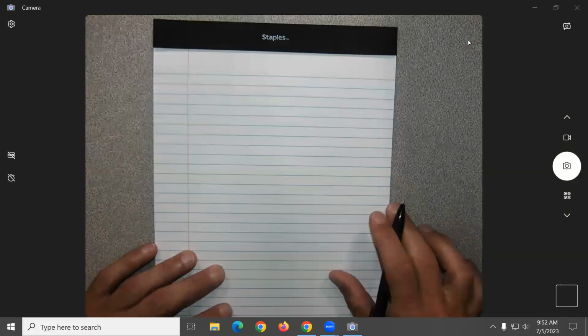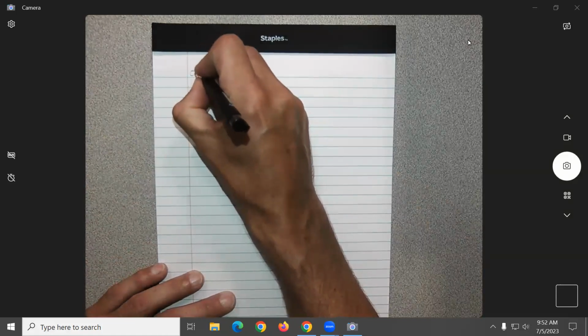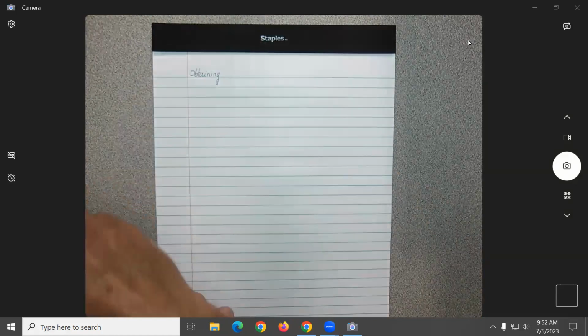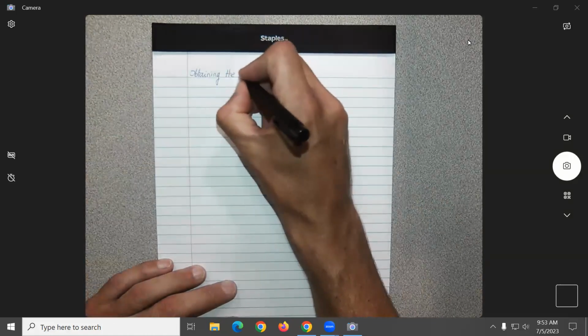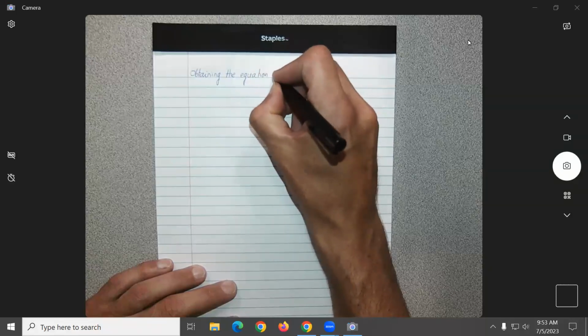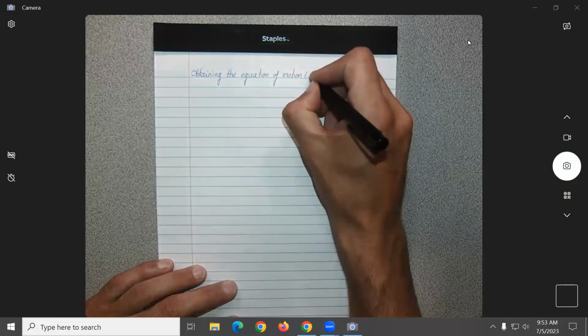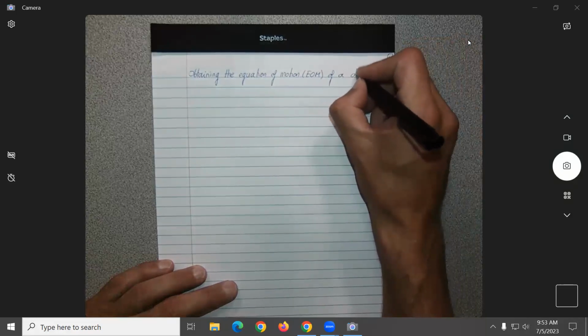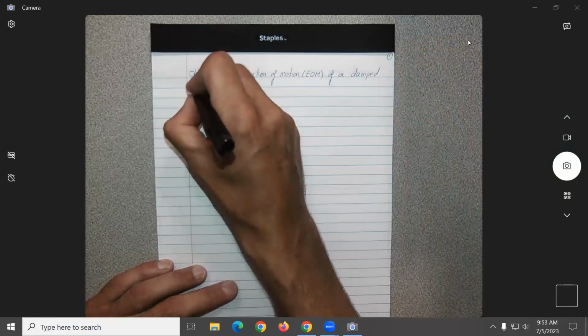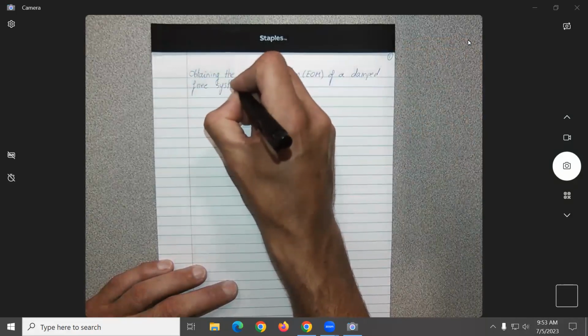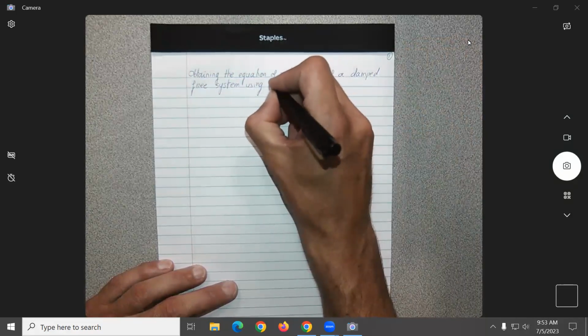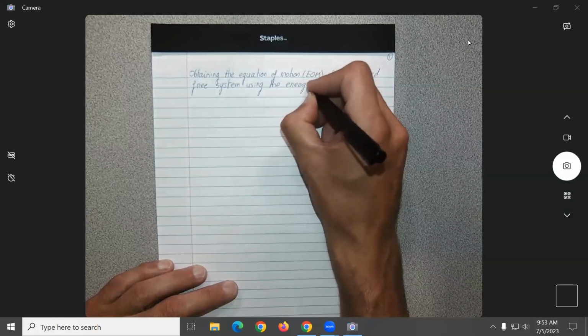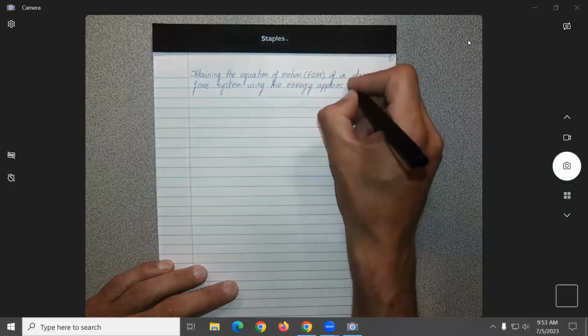All right, so one thing now I need to add: we were able to obtain the equation of motion using Newton's equation, but let's say obtaining the equation of motion, that we call EOM, of a damped system using the energy approach.